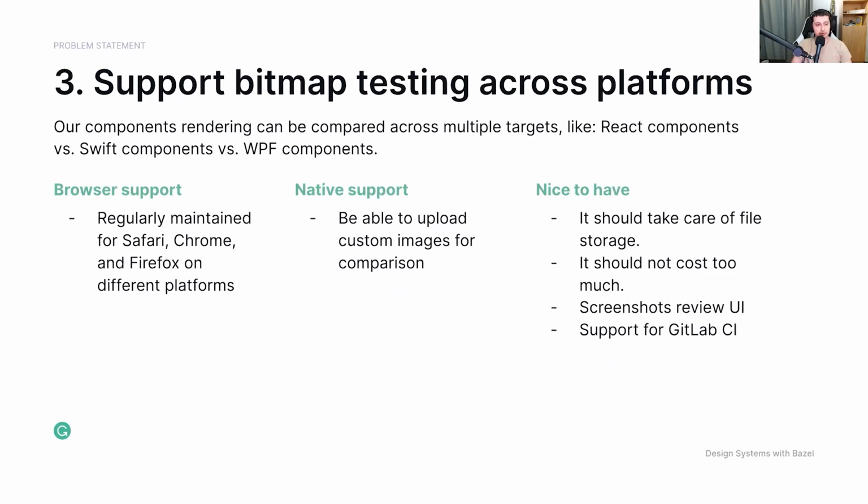Cool. Let's move on. Support bitmap testing across platforms. First, we want good browser support. Of course, we want Safari, Chrome, Firefox on different platforms like Windows, Mac, and Linux. Then we want native support to be able to upload custom images for comparison. And also some nice to haves, for example, our service should take care of file storage. It should not cost too much. It should have a nice screenshot review UI and support our GitLab CI.